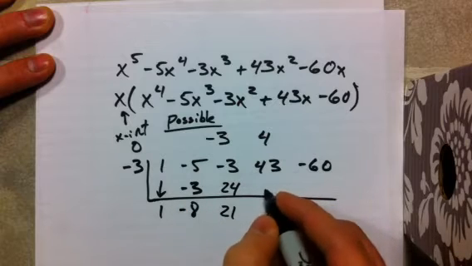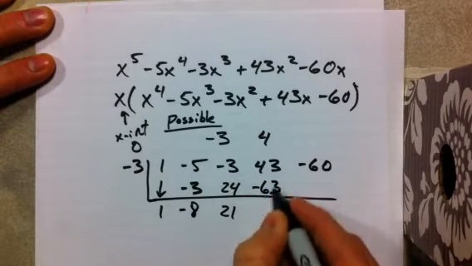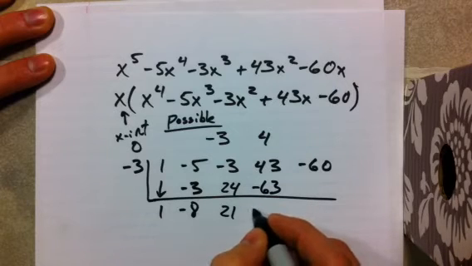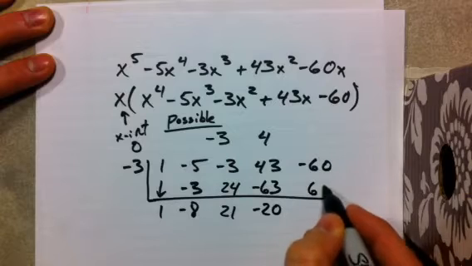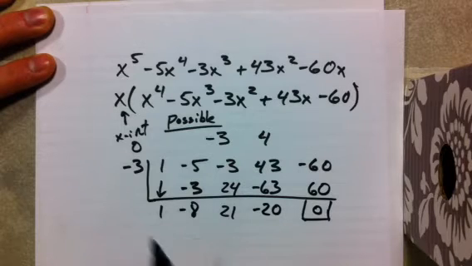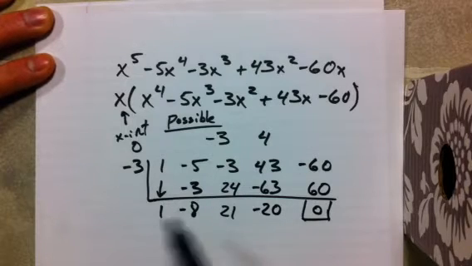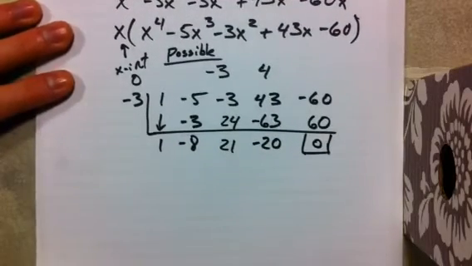21 times -3 is -63. 43 plus -63 is -20. Then when we multiply that, we get positive 60. Again, if you don't get a 0, we've done something wrong, or it doesn't actually cross at -3. And if you look again, you might notice that it doesn't actually cross at -3.